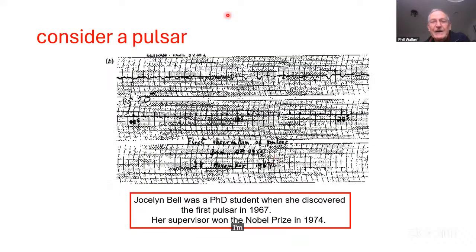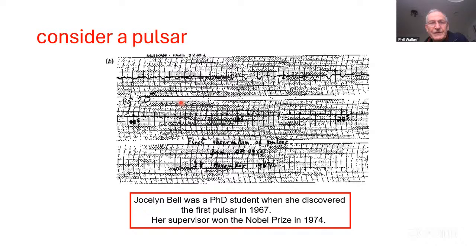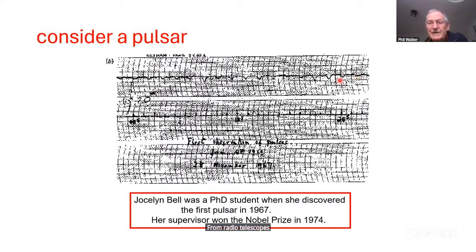Going down in scale a long way to pulsars. These are now understood to be neutron stars, some 10 kilometers in radius. And the first evidence was identified by a PhD student called Jocelyn Bell. And this was the data she looked at from radio telescopes, the new radio telescopes then, in 1967.